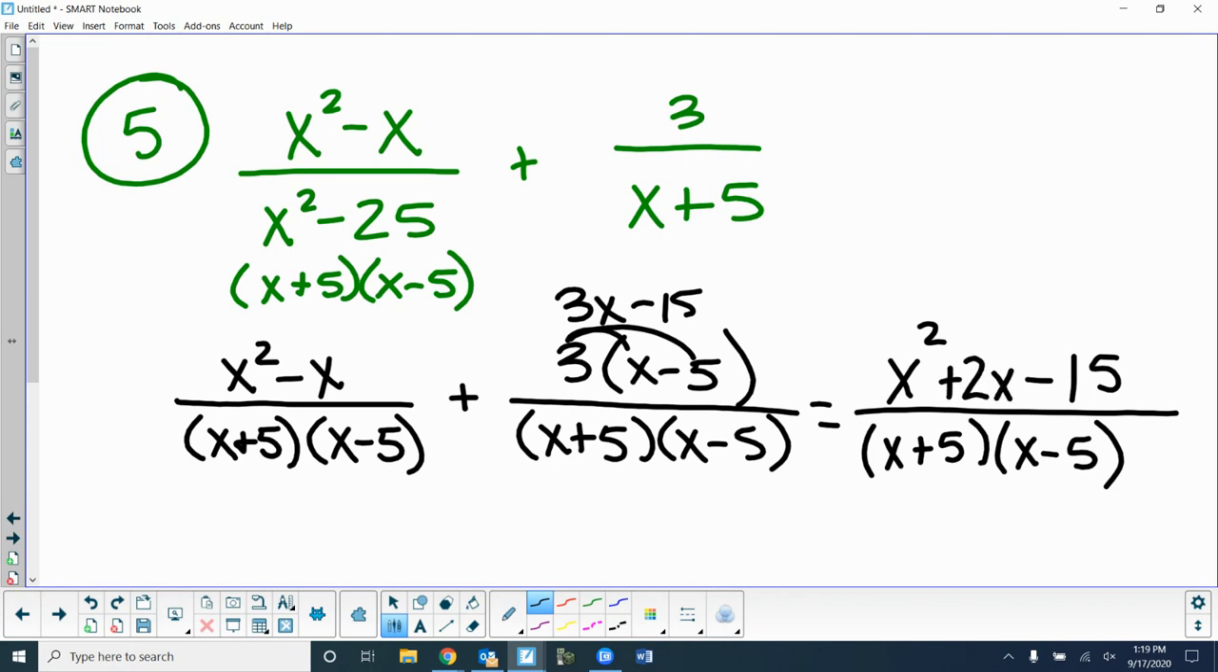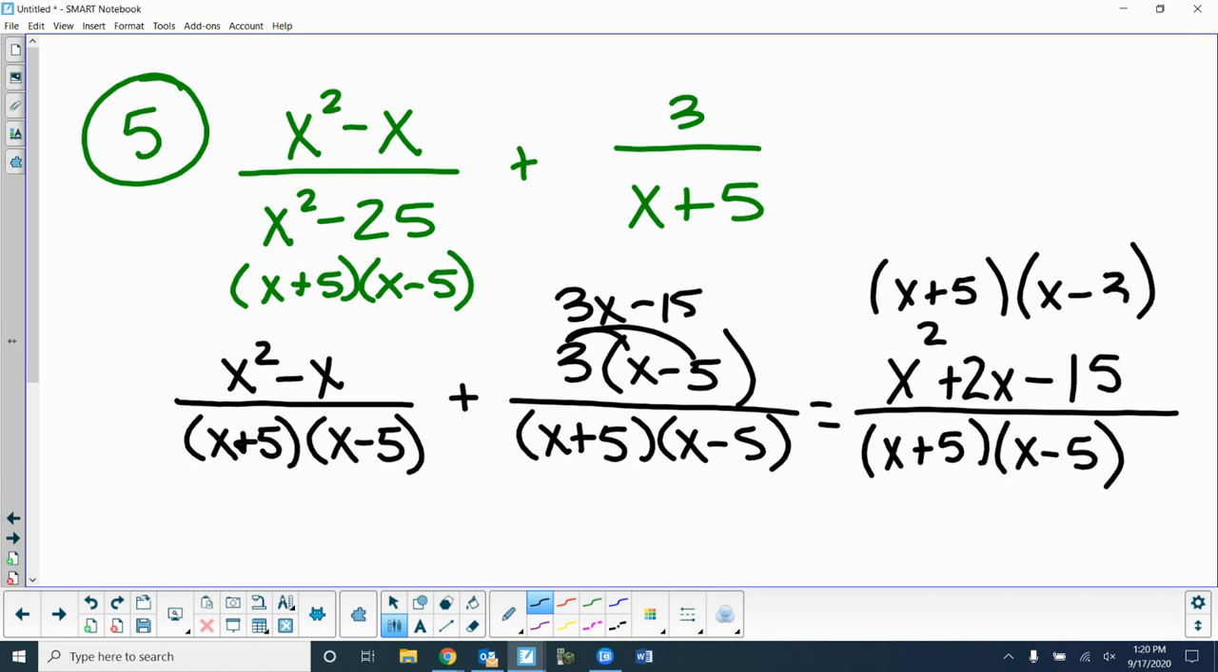Questions? Zach, are we done? Factor. Yeah. The numerator, we should try to factor at this point. Now's the time to look at the numerator. Go ahead, Zach. x plus 5, x minus 3. Very good.